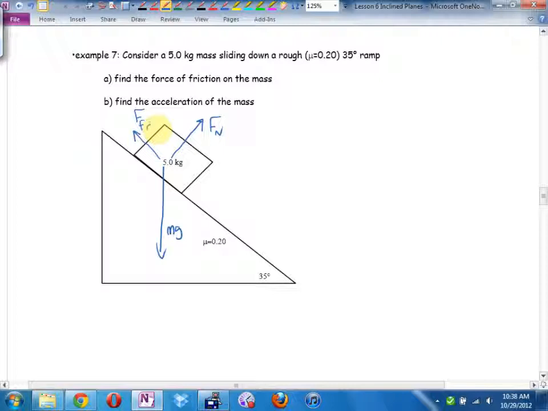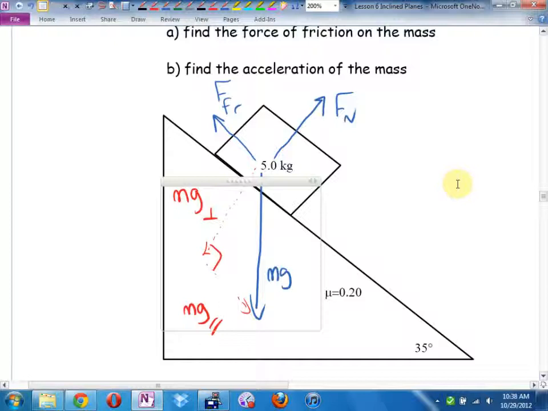If I asked you for the free body diagram, that's what you would write. However, I didn't ask you for the free body diagram. I asked you to find the force of friction and the acceleration. To do that, I've got to take gravity and break it up into a perpendicular and a parallel component, like that. As long as I always go perpendicular first and then parallel, that angle is this angle. It's 35 degrees.